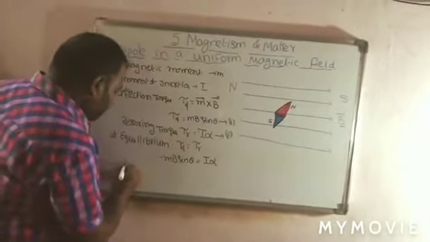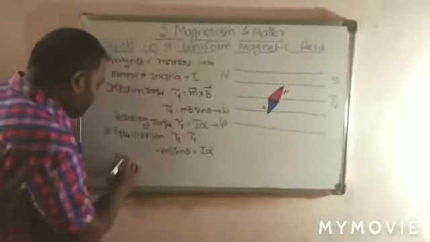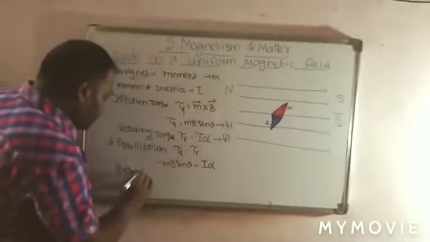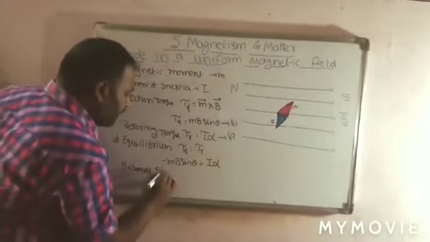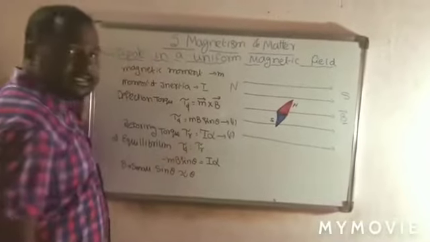Here the deflection angle is very small. Here we are going to consider theta to be very small. When theta is very small, we are going to write sin theta is almost equal to theta.